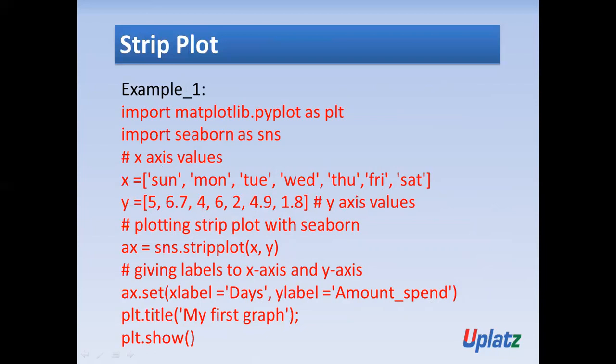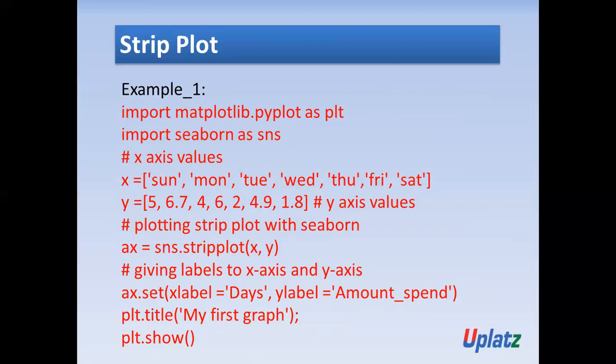So what is the syntax for creating the strip plot? The syntax is seaborn.stripplot(x, y). We have imported seaborn as sns, so write sns.stripplot and pass x, y, where x is the categorical variable. You can say x is my list that contains Sunday, Monday, Tuesday, Wednesday, Thursday, Friday, Saturday, the weekdays. And y is a list that contains numeric data: 5, 6.7, 4, 6, 2, 4.9, 1.8.